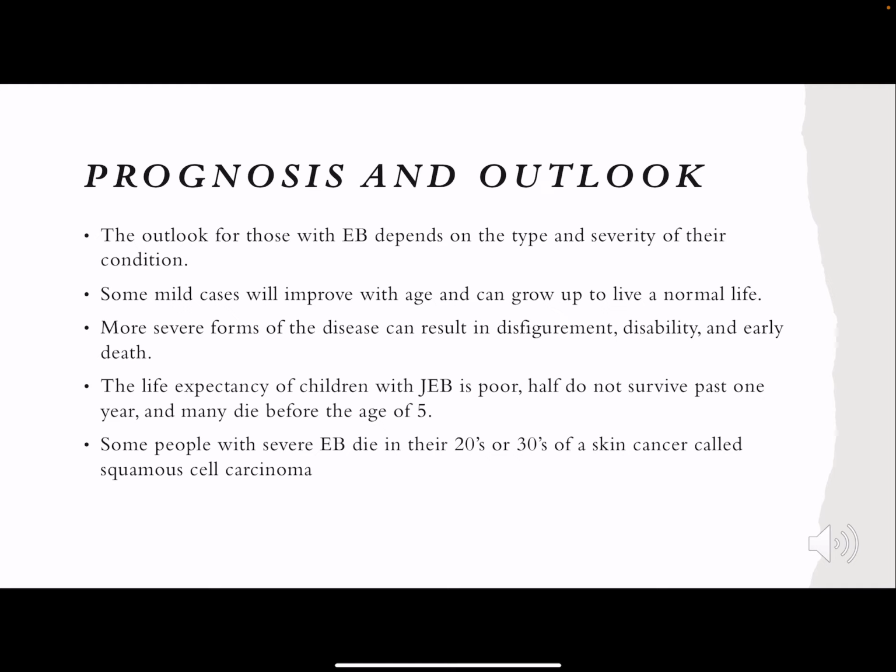The life expectancy for children with EB really varies. Children with JEB, it's pretty poor though. Half don't survive past the age of 1, and many die before the age of 5. Some people with severe EB die in their 20s or 30s of a skin cancer called squamous cell carcinoma.